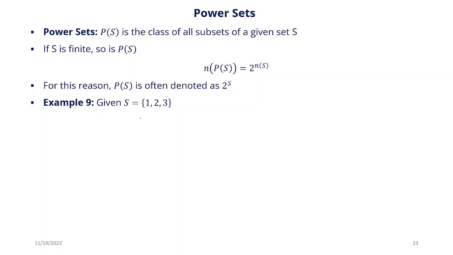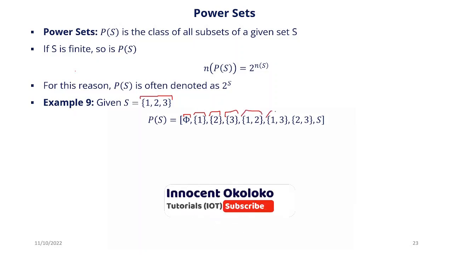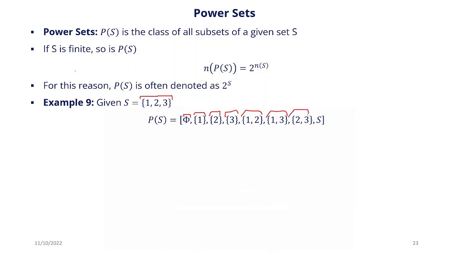Let's look at an example. Given S equal to {1, 2, 3}, determine the power set. Power set implies how many sets can you actually create from the elements of a set. So we already know that the empty set is a part of any set. So we have {1}, we have {2}, we have {3}. Every item of a set must be a part of a power set. And then we start taking combinations: {1, 2}, {1, 3}, {2, 3}, and finally the whole set itself, {1, 2, 3}, is a part of it. So when you count it, you have 1, 2, 3, 4, 5, 6, 7, 8.